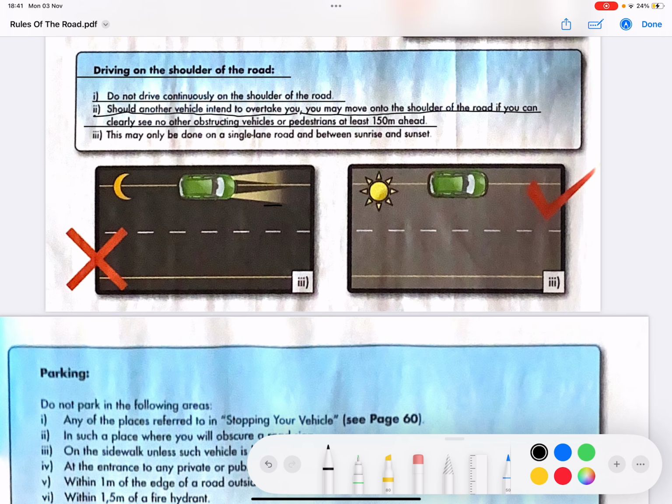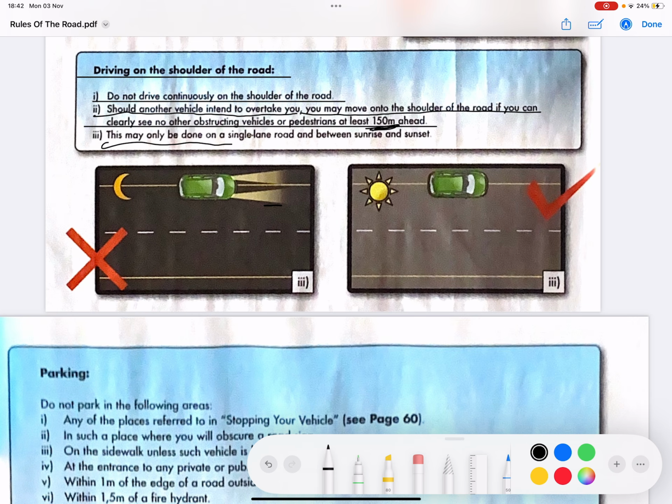Okay? So now, you don't drive continuously on the shoulder of the road. Shoulder of the road is the yellow line, right? So you only drive on the shoulder of the road, the yellow line, if you want to allow another person to overtake you. But you do it if you can see that there are no pedestrians, no vehicle, nothing that you may bump into at least 150 meters ahead.